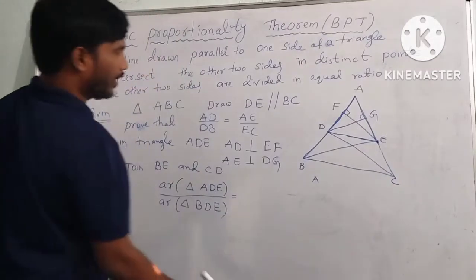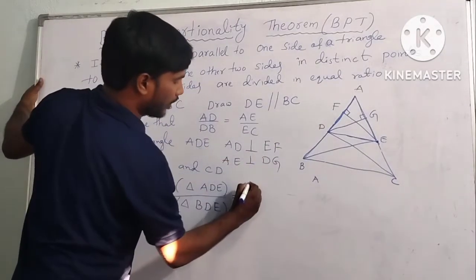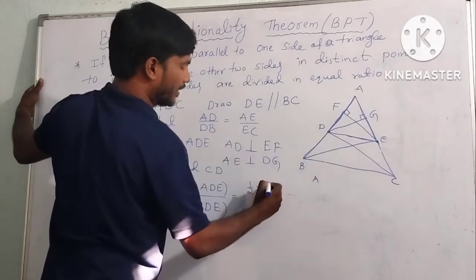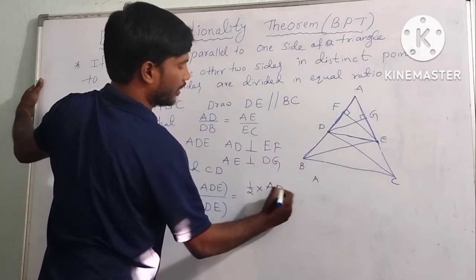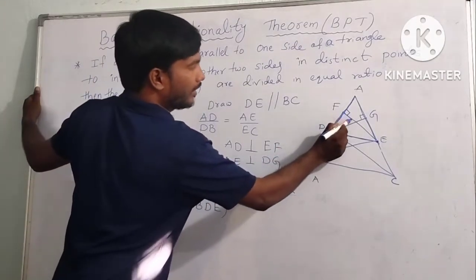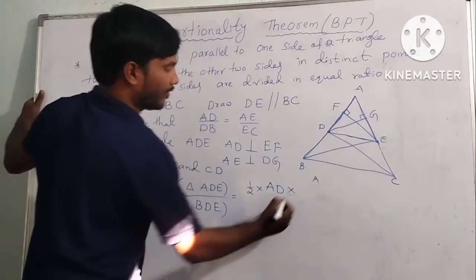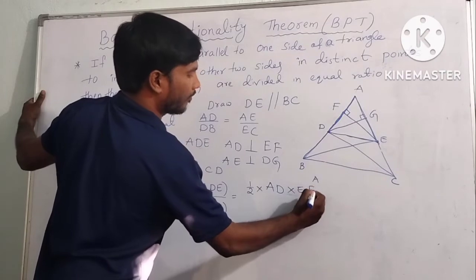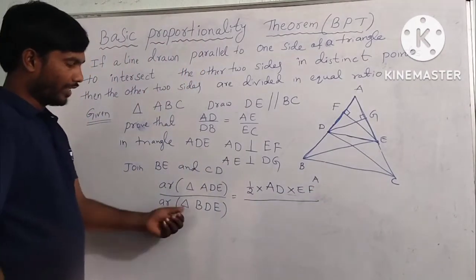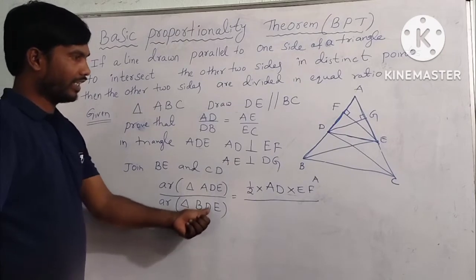Half into base into height. So what is that base? Half into base AD, the base, into height of the triangle. So that height is EF. Now the down triangle is there. What is the down triangle? BDE.